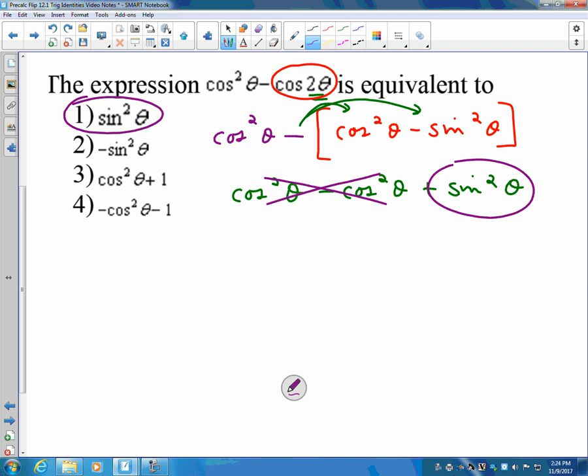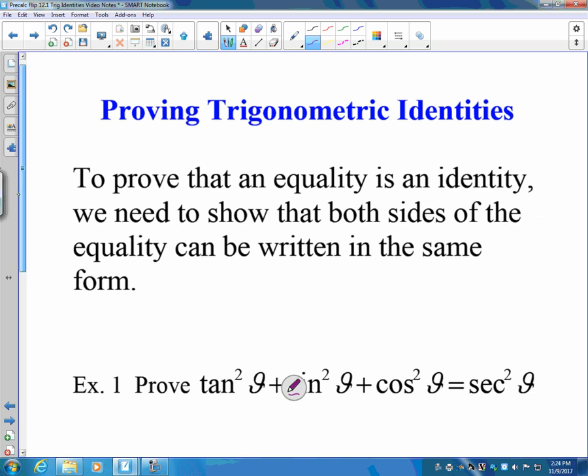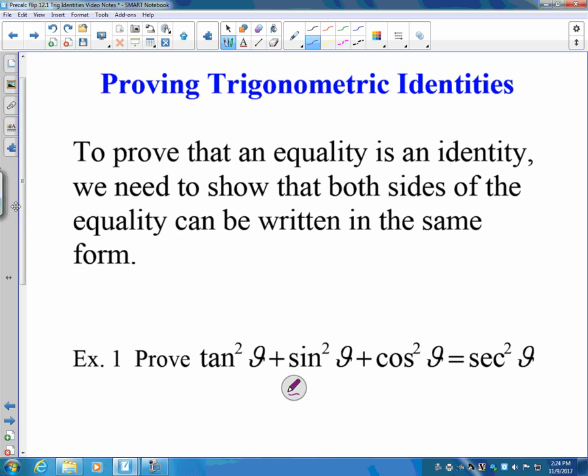One more thing I want to talk to you about is proving trigonometric identities. Now we're going to take these formulas that we were just working with. The Pythagorean identities, sine squared theta plus cosine squared theta equals 1.